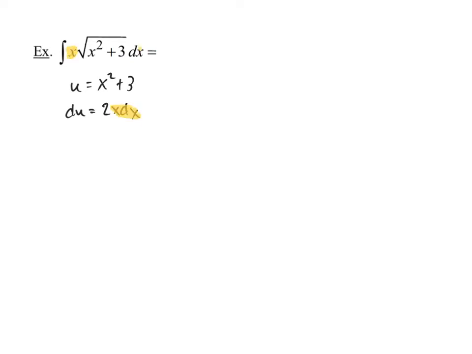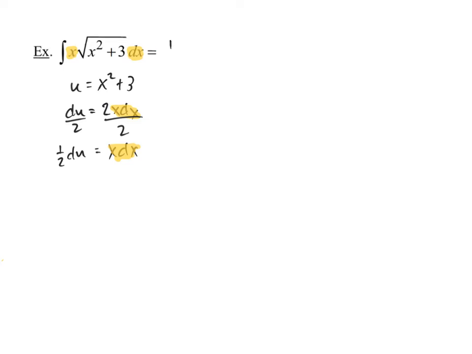And I immediately notice that I have the variable part, the x and the dx. I don't have the 2, but I do have the x and the dx. The only thing I don't have is the 2. So I'm going to, again, divide both sides of this equation by 2 so that I can move it to the other side. And that's going to give me 1/2 du is equal to x dx. And so what that means is that I can replace x dx with 1/2 du.